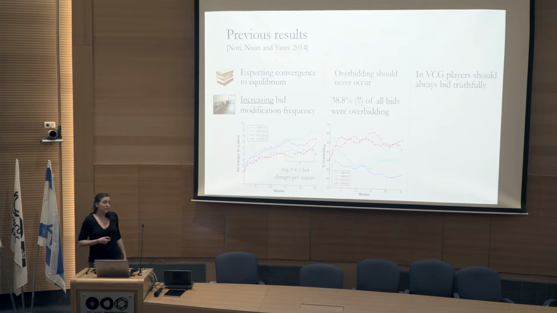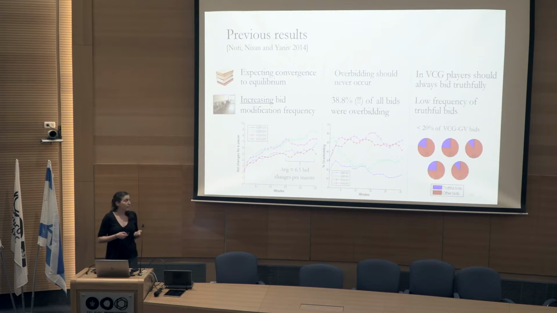And in VCG, we expected the players to play the dominant strategy and bid their true value, but we found very low frequency of truthful bids, even in the VCG given value condition. Here, players knew their own value, and we also advised them that it was their dominant strategy to bid their true value, but even here, only less than 20% of the bids were the true value.